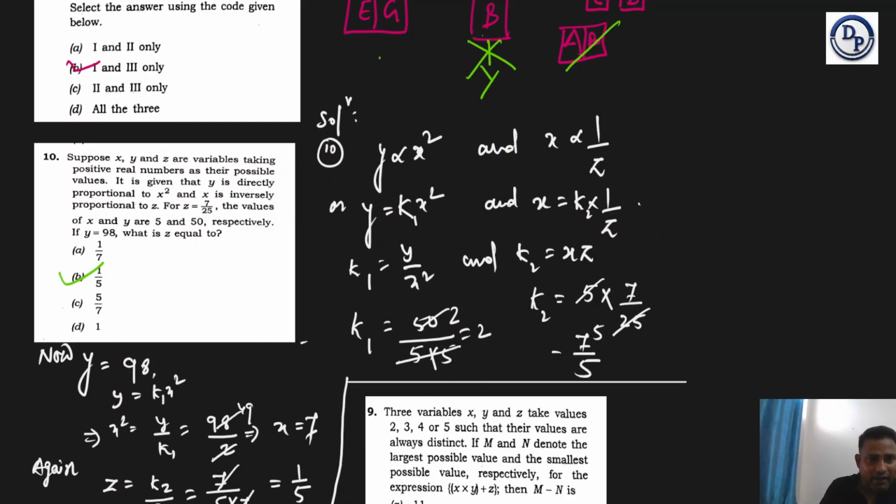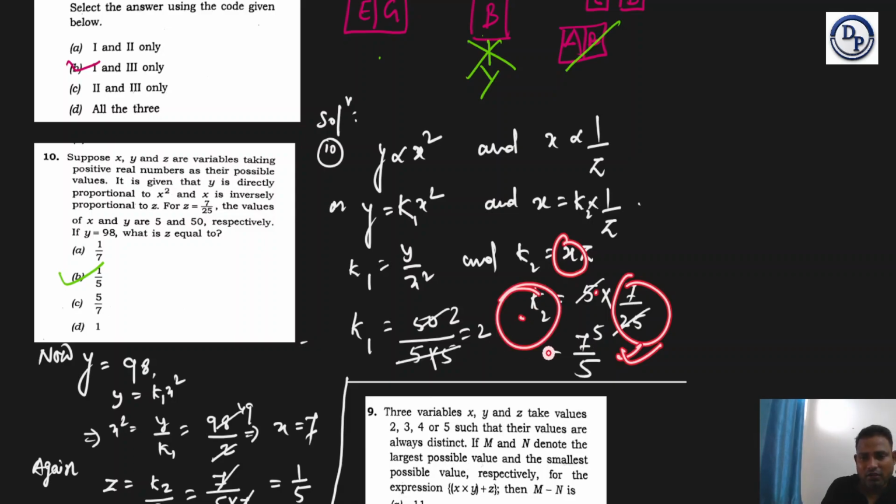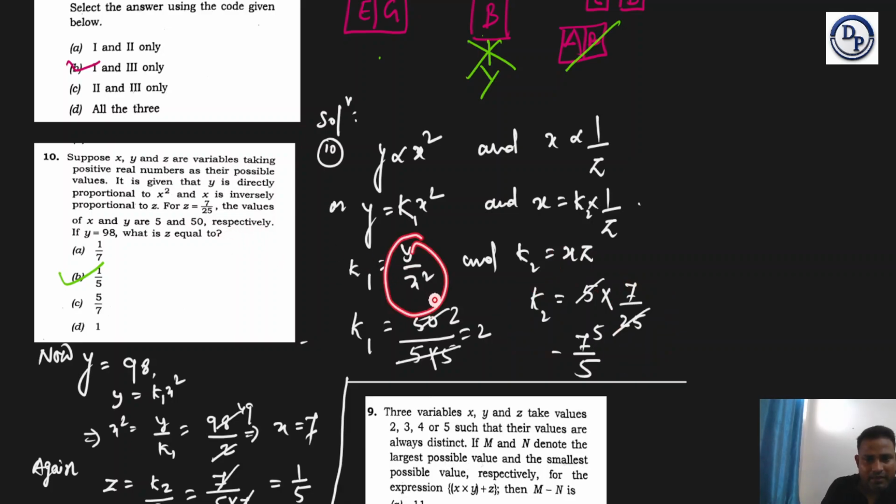Now we place the values. Z is given here, and X and Y are also given. For X equal to 5 and Z equal to 7 by 25, according to the question, I get the value of k2, the proportionality constant. So k2 is known to us now. Again, by placing the values of Y and X as given, Y equal to 50 and X equal to 5 squared, we get k1, which is simple. Now come to Y equal to 98 as given. We know Y equal to k1 x square. From there we get x square by interchanging: 98 by 2 gives 49. X square is 49 means X equals 7.